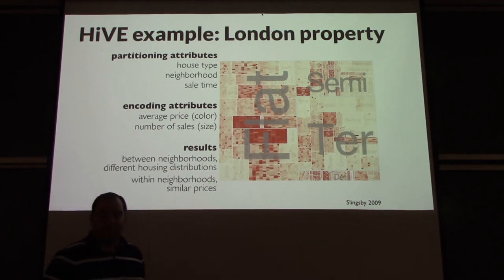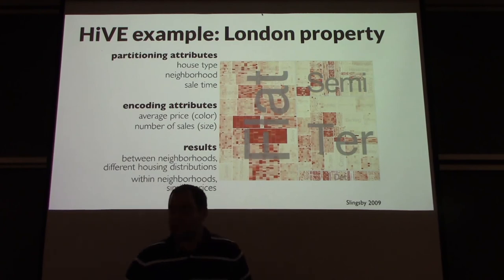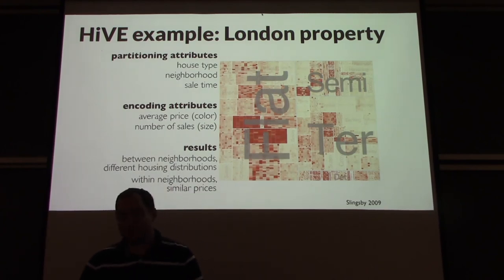This is London property values, and we have partitioning attributes: the type of the house, the neighborhood, the sale time, and then on top of that we have encoding attributes: the average price in color, and the number of sales in size. Between the different neighborhoods we have different housing distributions, and within the neighborhoods we see similar prices. Most of these neighborhoods are pretty constant with respect to their color.